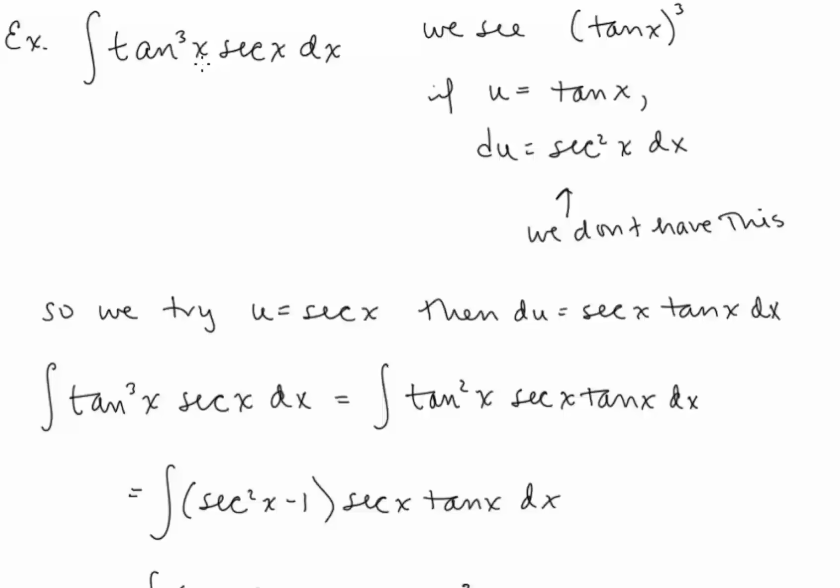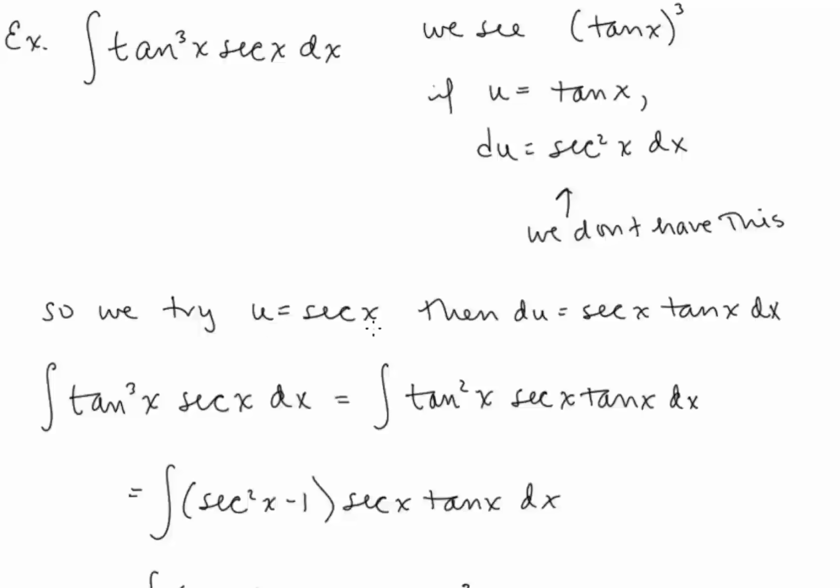The tan squared will get replaced by a secant squared x, but then we have another factor and we have secant to the third. So we're still going to be stuck. That's not going to work. So let's try it the other way. Let's try letting u equal secant x and seeing if we can work with that.